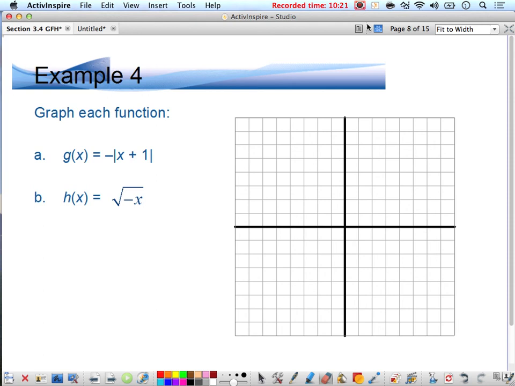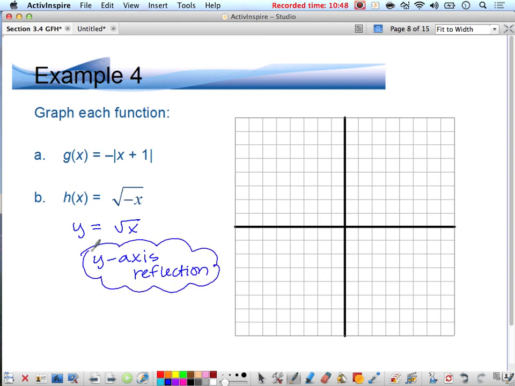Okay, let's look at part B. Part B is a little easier because it doesn't have any shifting. It only has a reflection. So we look at part B. What's the parent of B? Y equals square root of x. And the only thing that's different is there's a negative on the inside, which means there's a y-axis reflection. That's the only thing. So we're going to go graph y equals the square root of x. That graph's at 0, 0, 1, 1, and 4, 2, correct?